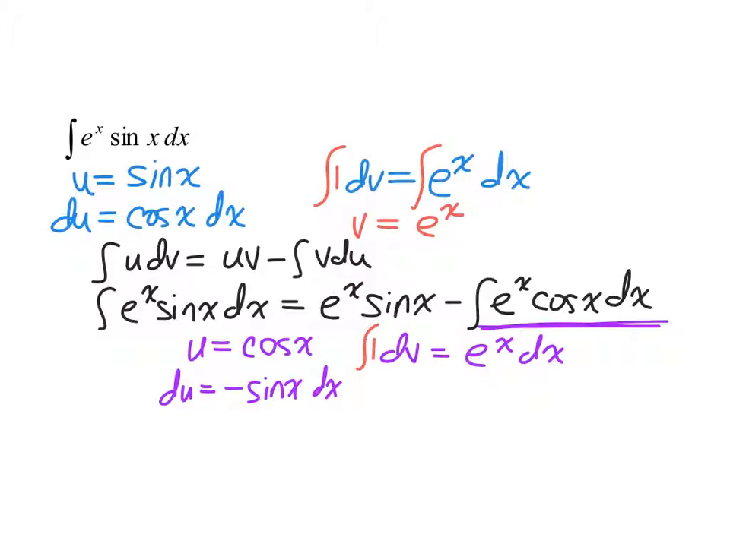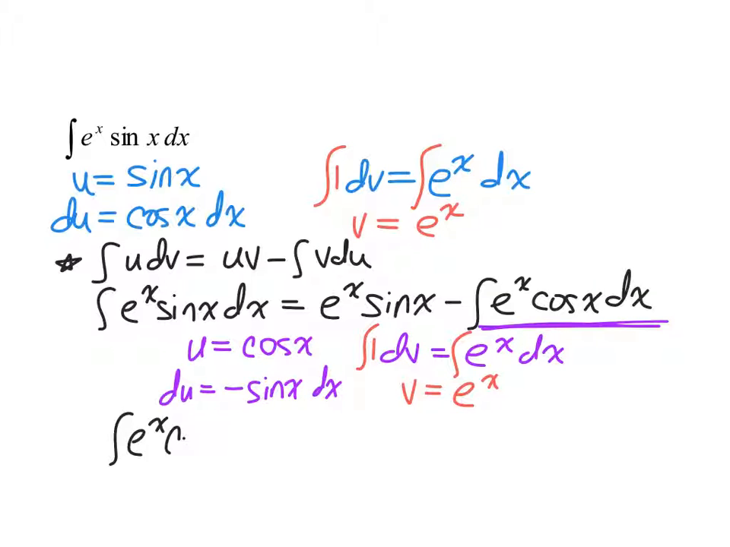Antiderivative of 1 dv is going to become v. Antiderivative of e to the x dx is e to the x. All right, so this is what I'm really just looking at. Again, it's the same rule.